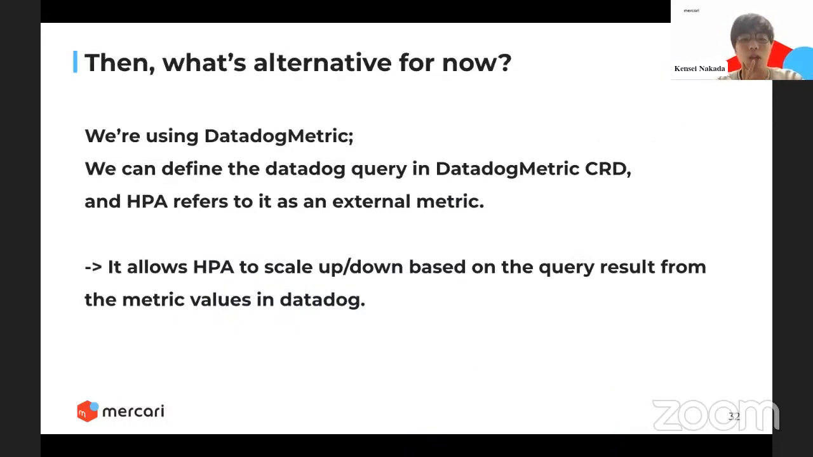Then what's the alternative for now? We are using Datadog metrics, which is the CRD created by Datadog. So we can define the Datadog query in the Datadog metrics CRD, and then HPA refers to it as external metrics. As a result, it allows HPA to scale up or down based on the query result from the metrics value in Datadog.